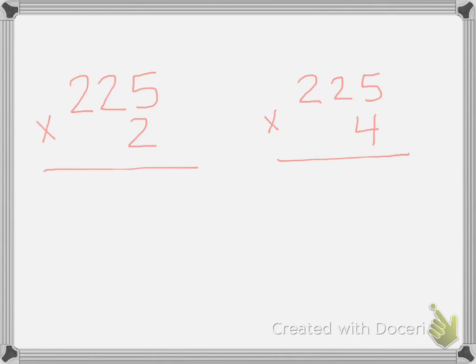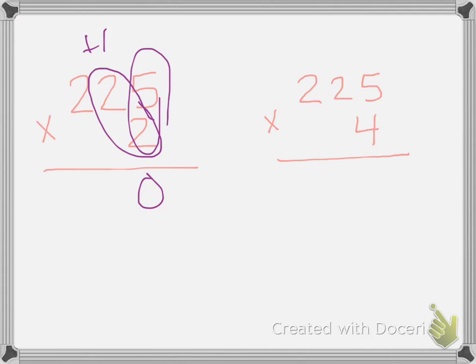Number 2 says solve. So first we have 225 times 2. So we start: 2 times 5 is 10, carry the 1. Then we do 2 times 2, which is 4, plus 1, 5. And then we do 2 times 2, which is 4. So your answer is 450.